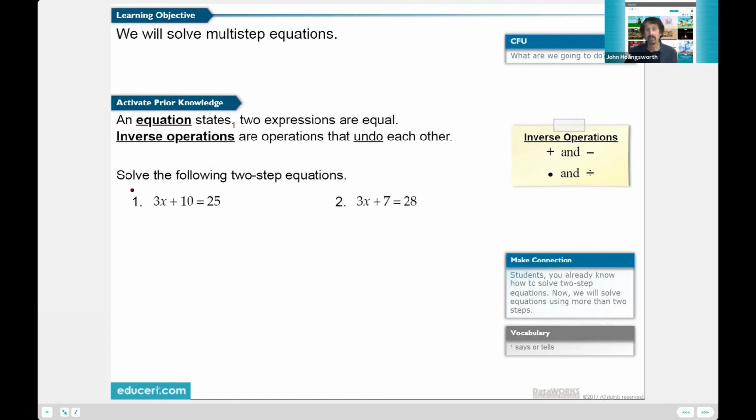Okay, so let's read the question. Ready, read. Solve the following two-step equation. So I'm going to use my inverse operations. Let's read the equation together. Math people, have the students read the equations. Let's read. Ready, read. 3x plus 10 equals 25. Especially doing inequalities and stuff, they don't tend to read them.